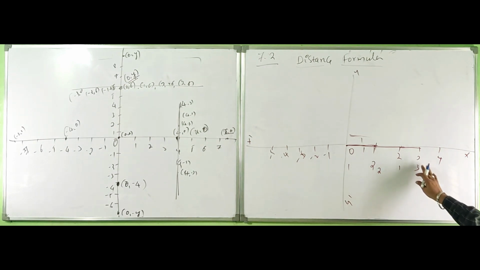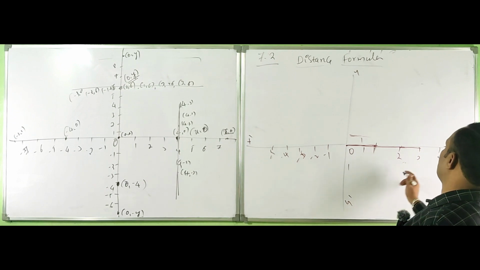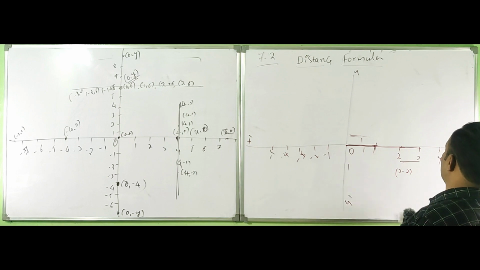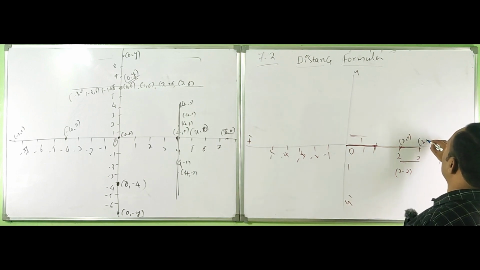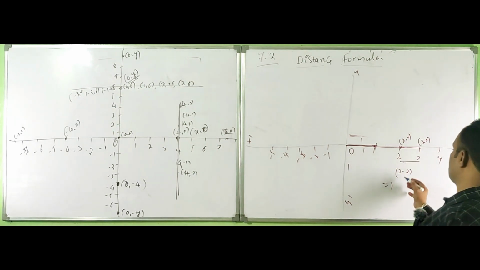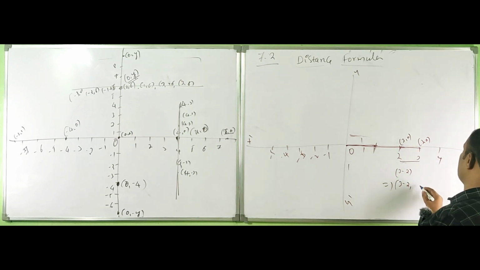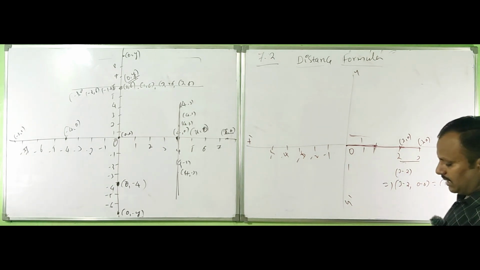If you want the distance between 2 and 3, this is 1 unit. So can I write 3 minus 2? This is the point (2, 0). This is the point (3, 0). Can I make a simplification here? The distance I can write as 3 minus 2, and 0 minus 0, again we are getting 1 and 0. The point is like that and the distance is also like that.